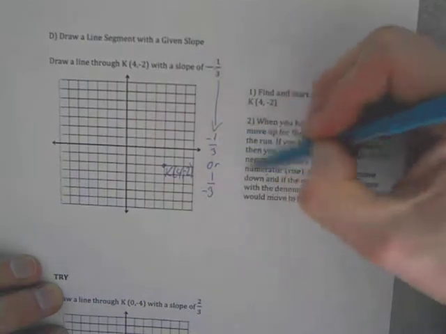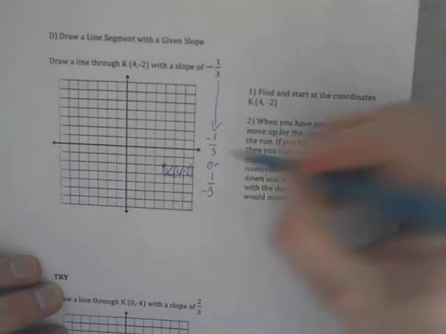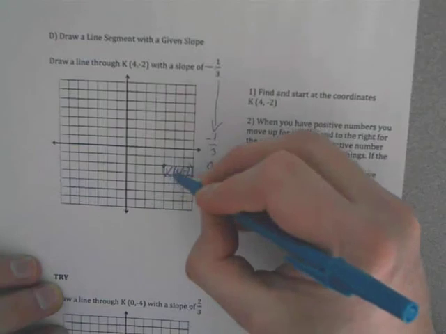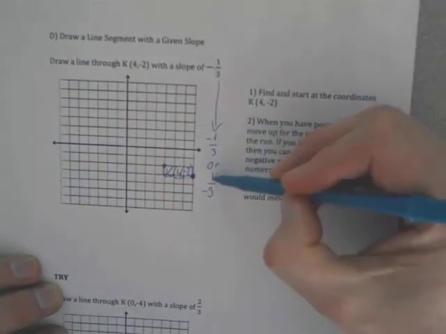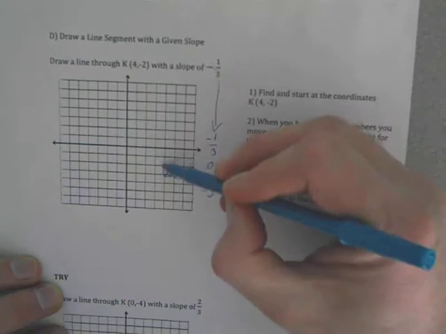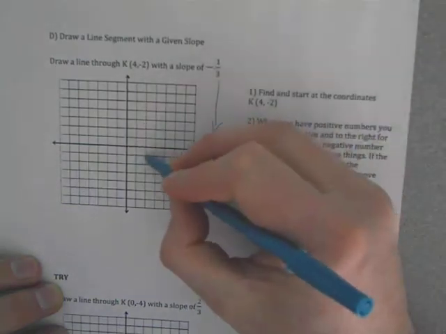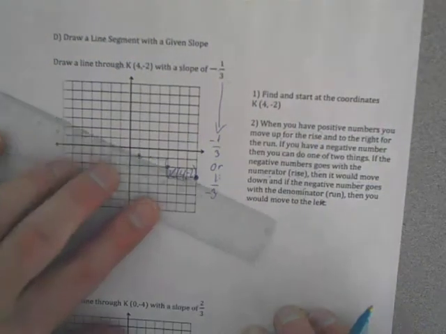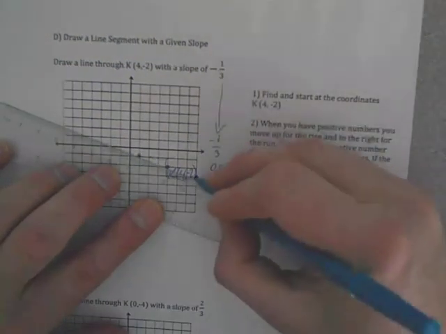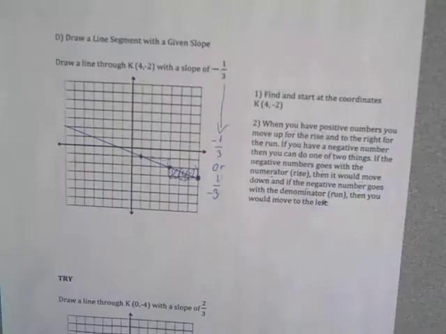So negative 1 by 3 means it comes down 1, and positive 3 means it moves to the right, 1, 2, 3. So there's the other coordinate. Or we could have done 1 over negative 3, so 1 means it comes up 1, and negative 3 means it moves to the left, 1, 2, 3. Well, the point is there. And then look, when I connect the coordinates together, they're all part of that line segment. So either way does not matter.